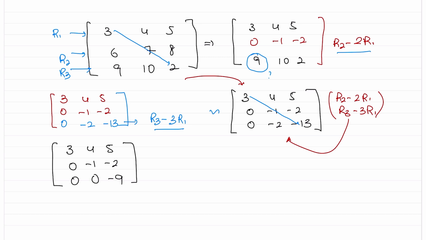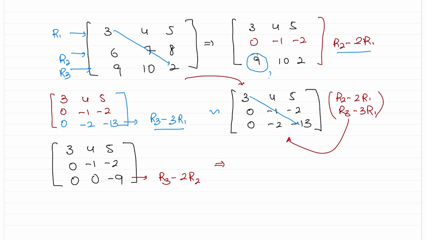This is because of this. R3 minus 2R2. This is the result. From here we have come to this. Only two steps. First step, operating with R1. Simply R2 and R3 are operated with R1. One step. Next step, operating with R2 on R3. That is the second step. This is brought to triangular matrix form.